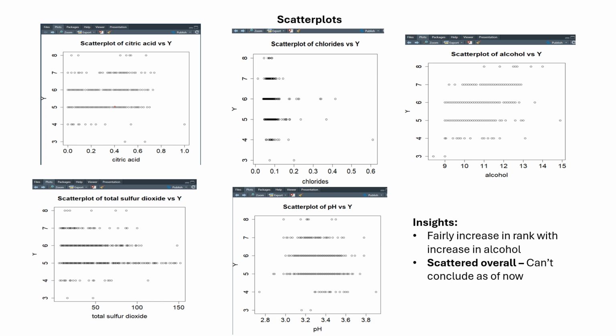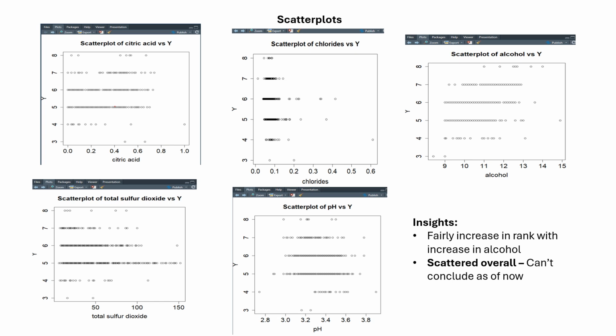here, we've seen the scatter plots. Basic insights we can deduce from here: we can find clearly that there's a fair increase in the rank with an increase in the alcohol. Then on the scatter plots overall as a whole, I can't conclude as of now.